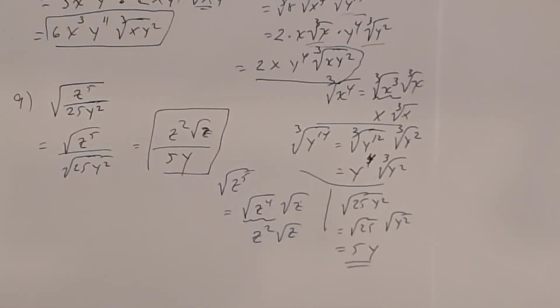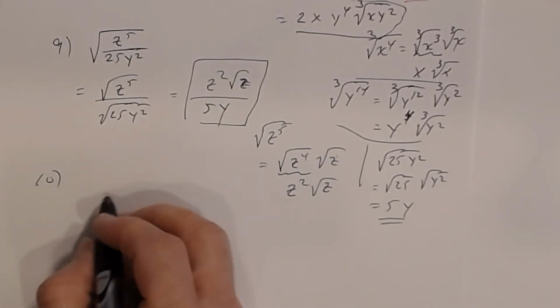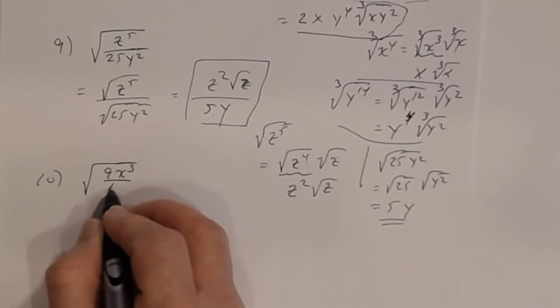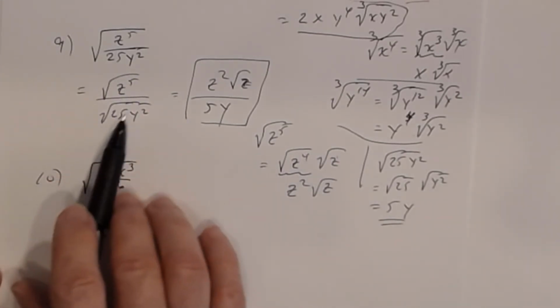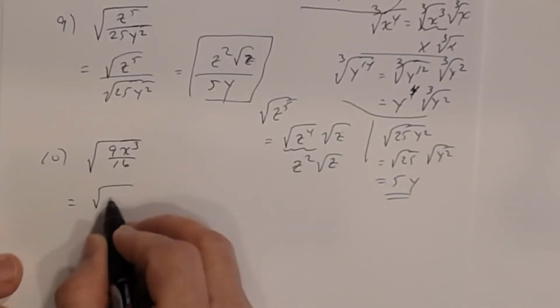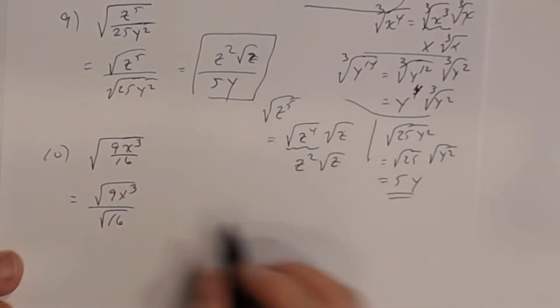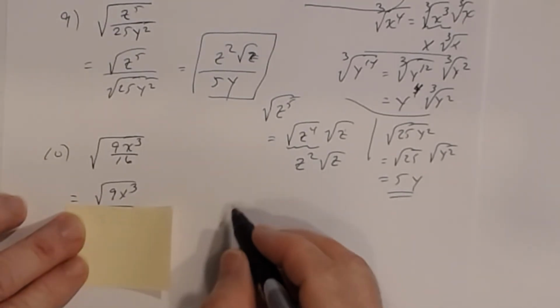That's it. Okay? Number 10. Let's suppose we had the square root of 9x cubed divided by 16. Again, same thing. Let's rewrite it as the square root of the numerator over the square root of the denominator. Okay, let's look at the numerator. Cover this part up, do each piece individually.